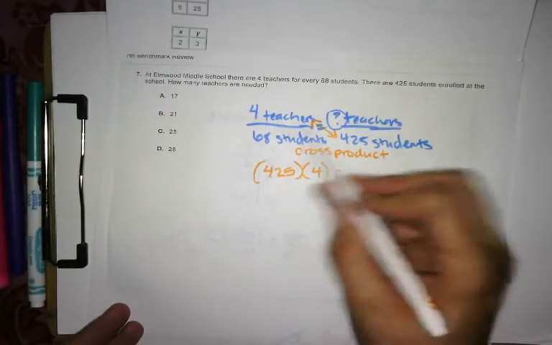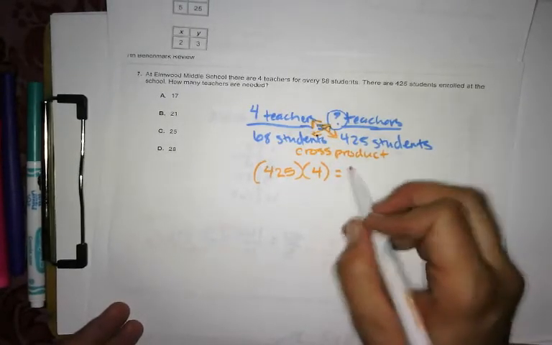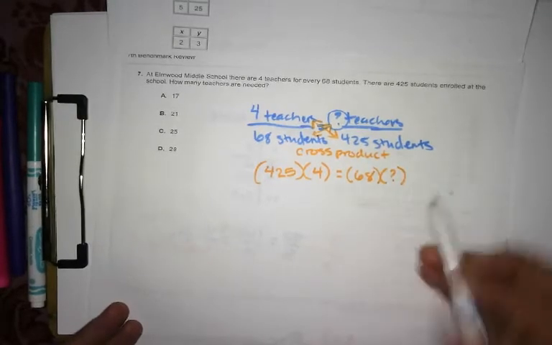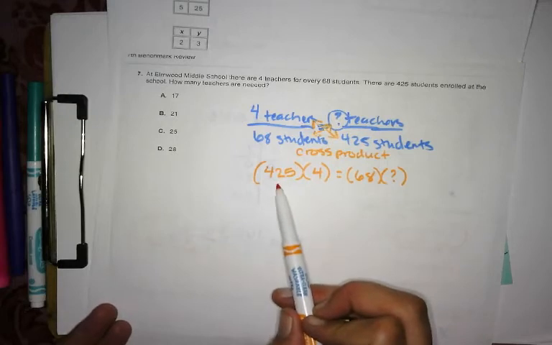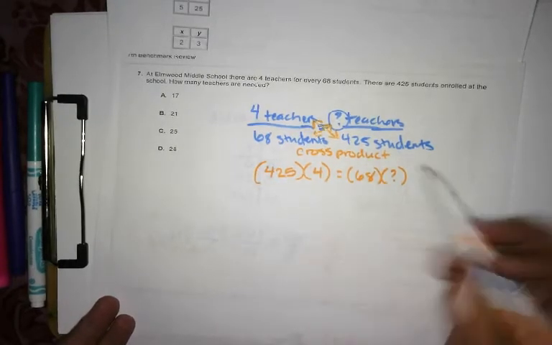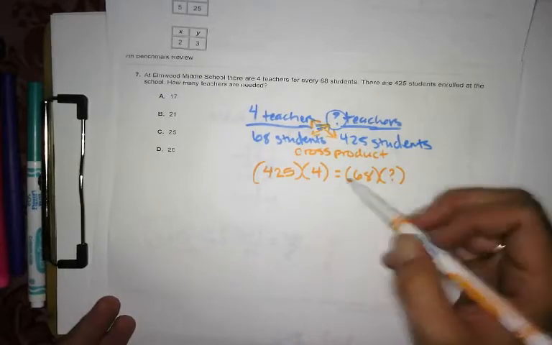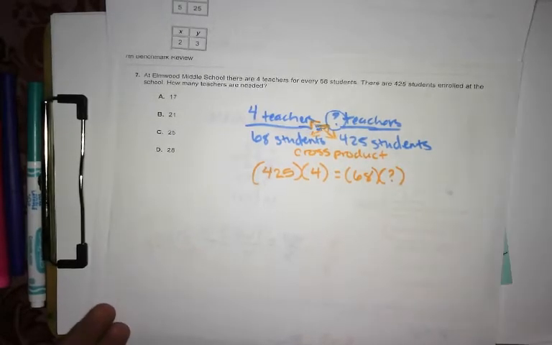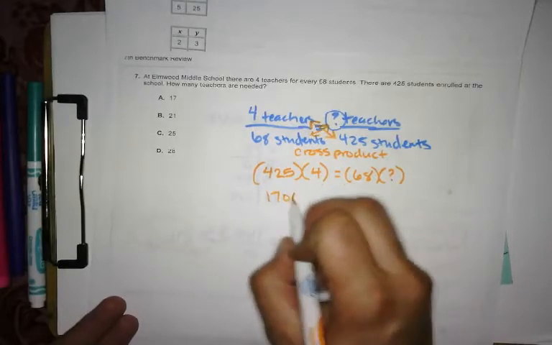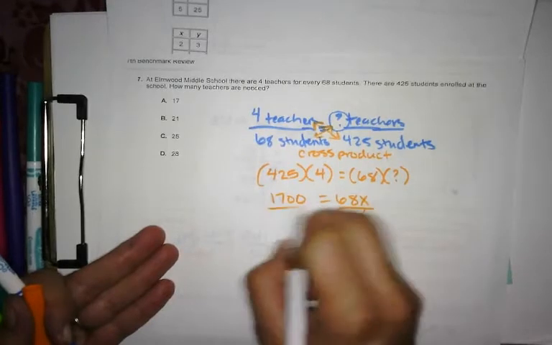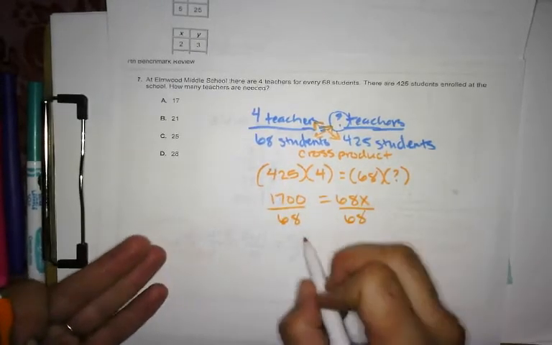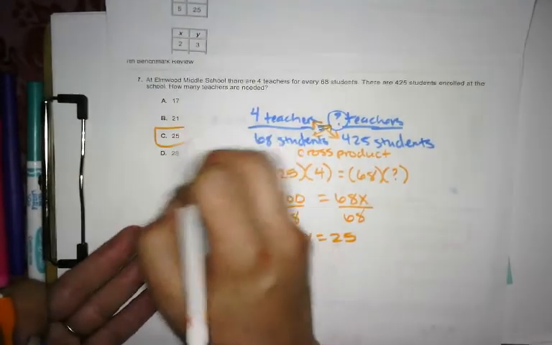And then here I have 68 and I'm multiplying it by the question mark. So I'm basically saying 68 times something is going to be the same as 425 times 4. This is the beauty of proportions. This works because this cross product idea is equal because they're proportionate. So 425 times 4 is 1700. So really I'm trying to figure out, if you call that question mark an x, I'm really trying to figure out 1700 equals 68 times what? So I have to divide out that 68. So I end up here with x equals 25.